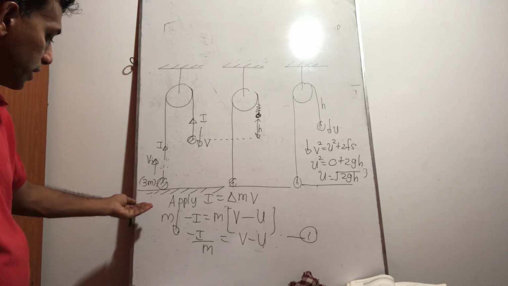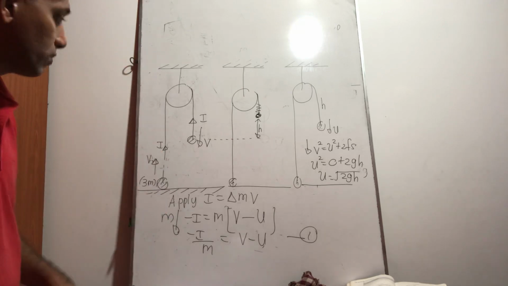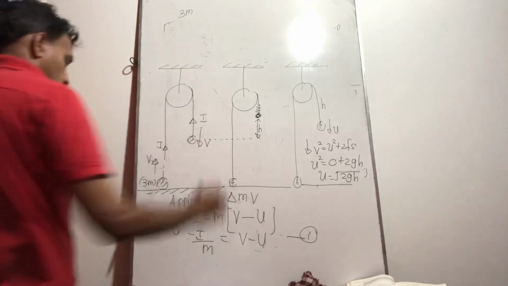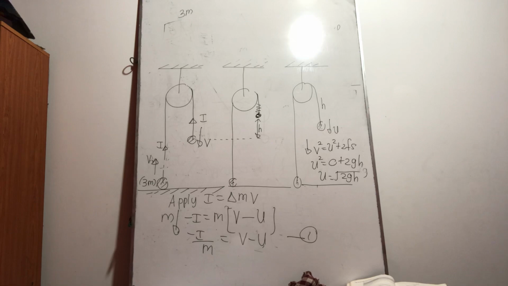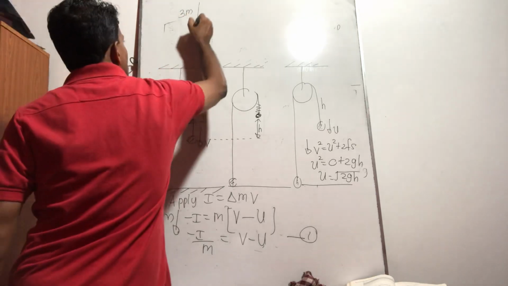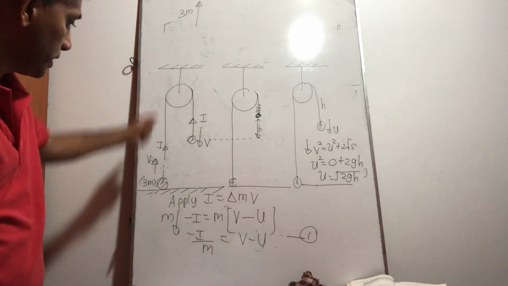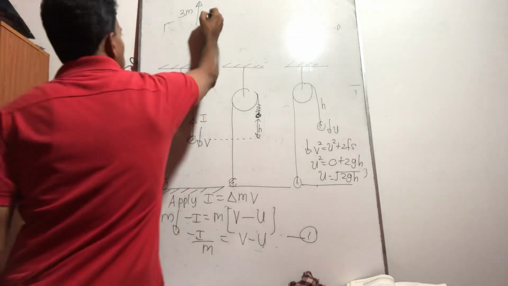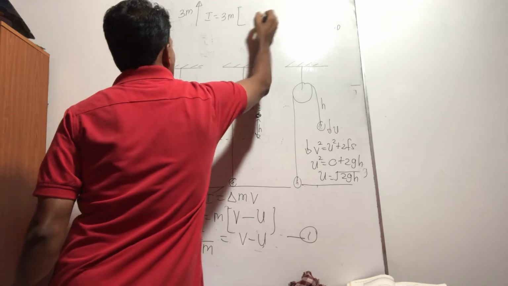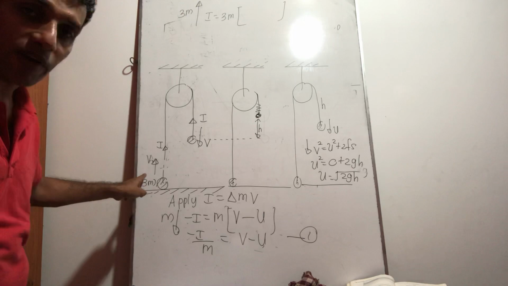Now we apply the same I equal delta mv for the second particle, the 3m mass. For this I can apply the downwards V or upward, no matter. So for the 3m particle, the direction of I is upwards. I equal delta mv: mass is 3m, and the change in velocity is final minus initial. What is final? Final is V, right?